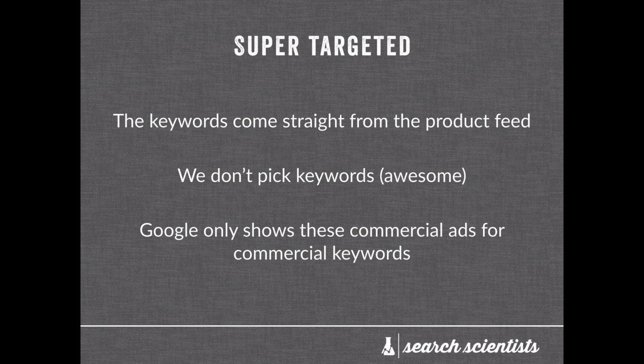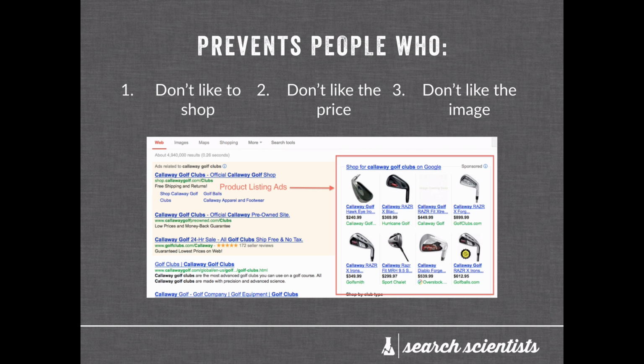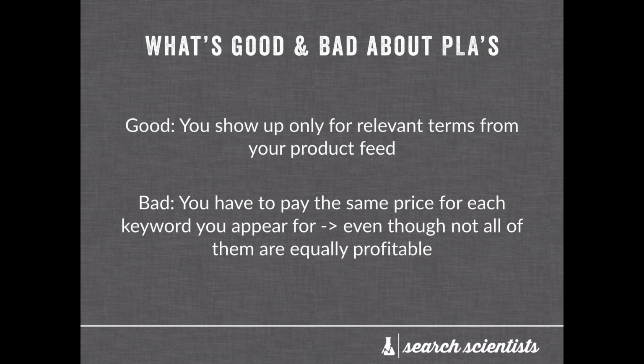Google only shows your product listing ads for commercial search terms as well. Basically, Google doesn't want to serve a commercial ad for something that is non-commercial. So if someone searches how to make coffee, they're not necessarily going to see an ad for a coffee maker, because Google wants to provide a good user experience. If someone searches coffee makers, you better believe they will see some product listing ads for coffee makers. And of course, they typically have a much higher conversion rate than a search text ad for e-commerce stores, because it prevents people who don't want to shop, don't like the price, and don't like the image from ever clicking on the ad in the first place.